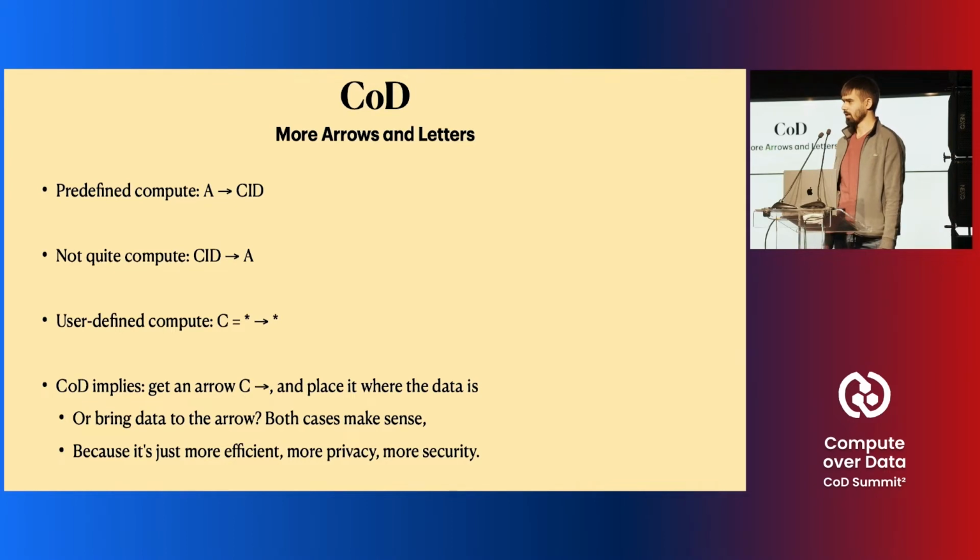Both cases make sense. I'm not sure that we can limit all the use cases just to one, like batch processing, or to another, like real-time processing. Both cases make sense, and fundamentally, it makes sense because it's just more efficient. The closer the compute is to the data, probably the more efficient the computation is. And it brings more privacy, more security, and overall it's fine.